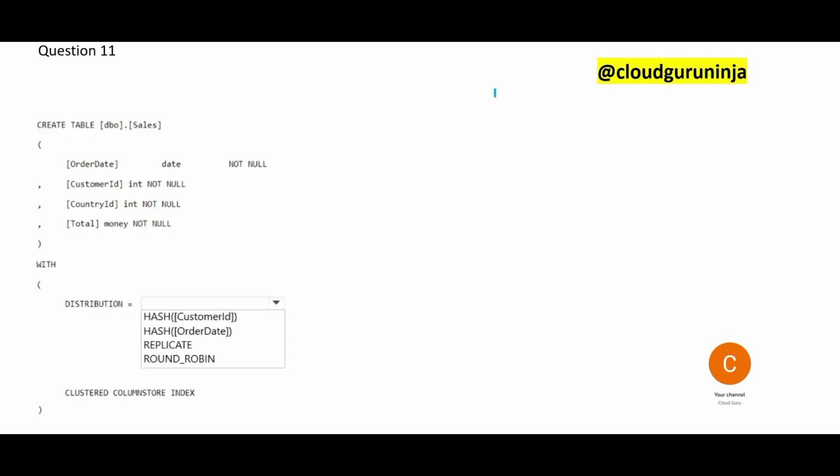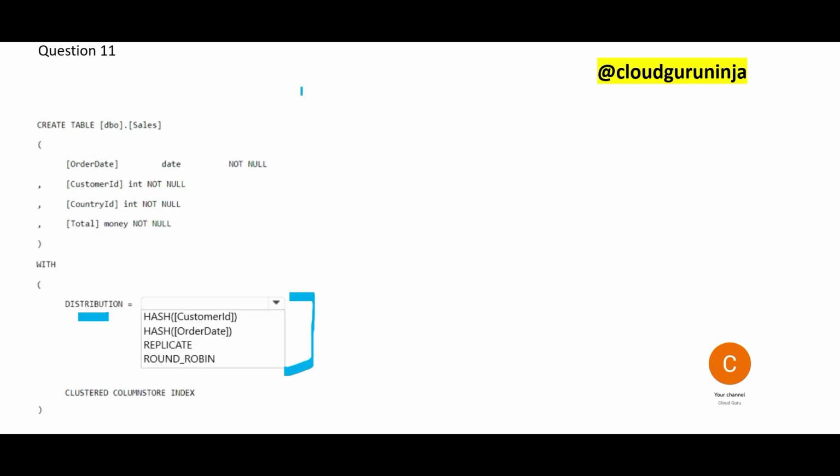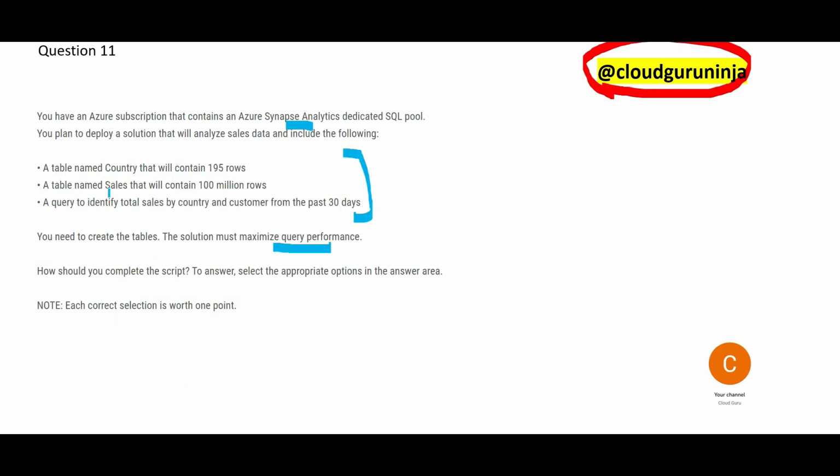So they have written this query. They are asking us to choose what distribution we should choose from this, and in this other query for country, what should be our distribution. The first query was on sales, so for these two, sales and country, we have to choose. Country we just have 195 rows, sales we have 100 million rows.